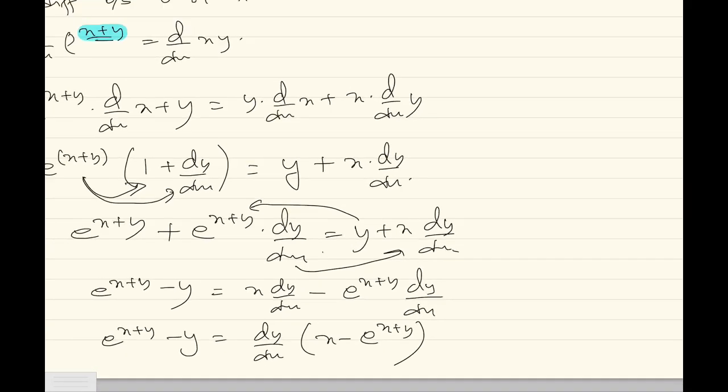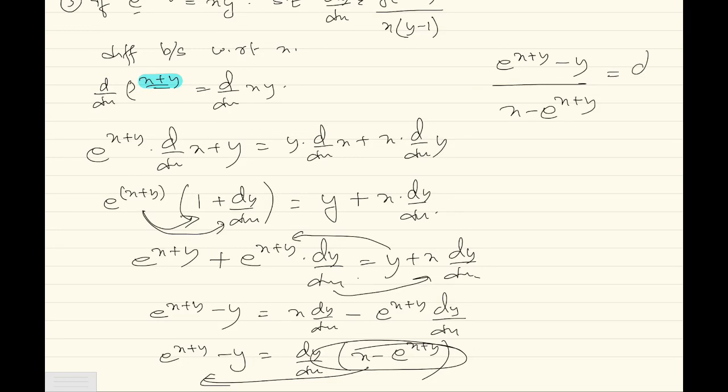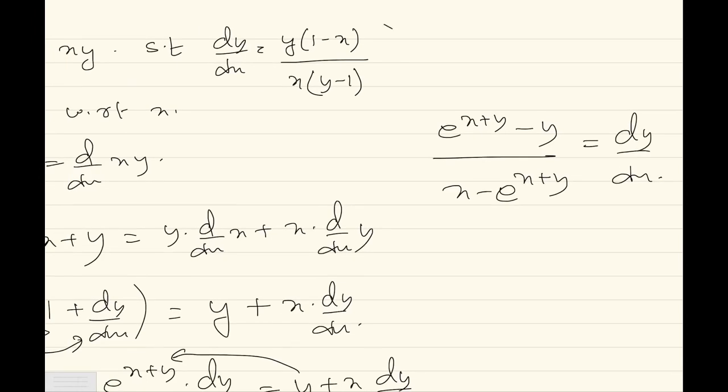Now what will I get ultimately is e to the power x plus y minus y, and this moves down, the whole divided by x minus e to the power x plus y, equals dy by dx. Ultimately I got that, but this is nowhere close to the answer. Check this out. This was my dy by dx. I'm getting something in terms of e.